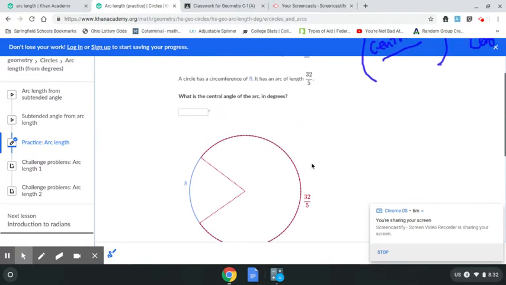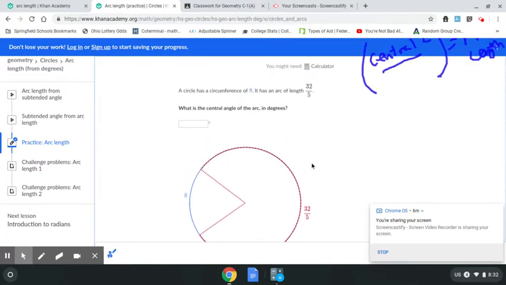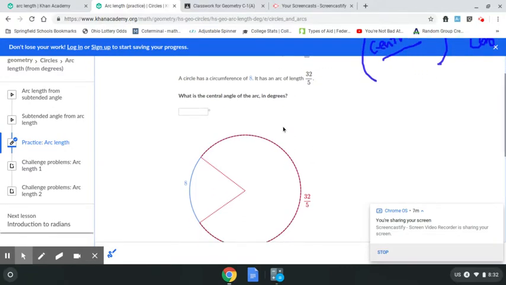All right, speaking of fractions, here we go with the next one. A circle has circumference of 8 and has an arc length of 32 over 5. What is the central angle of the arc? Okay, so now we need the central angle. So they gave me the circumference. So I know the circumference is 8. So it's 8 times the angle that we don't know. That is x over 360.